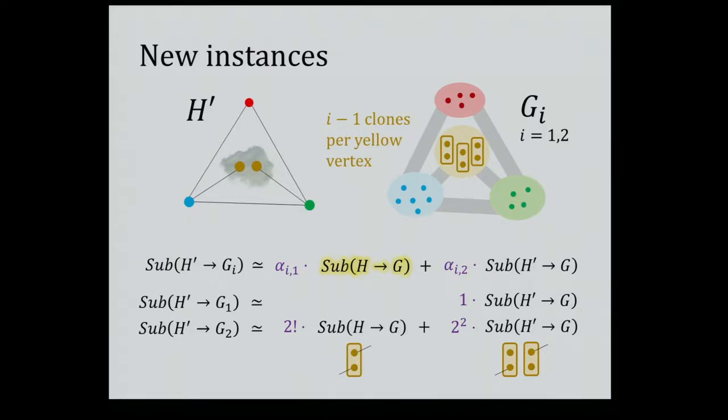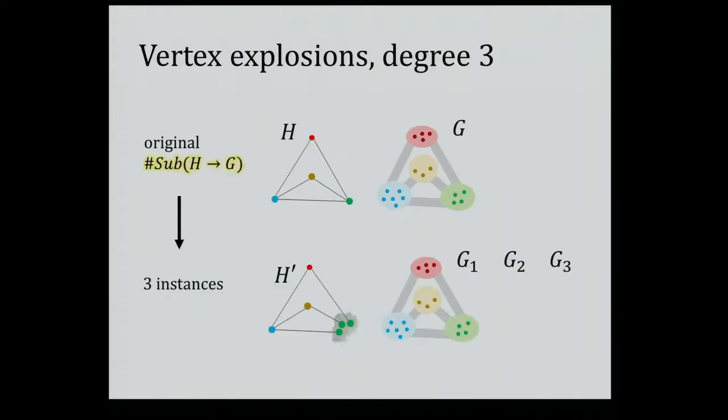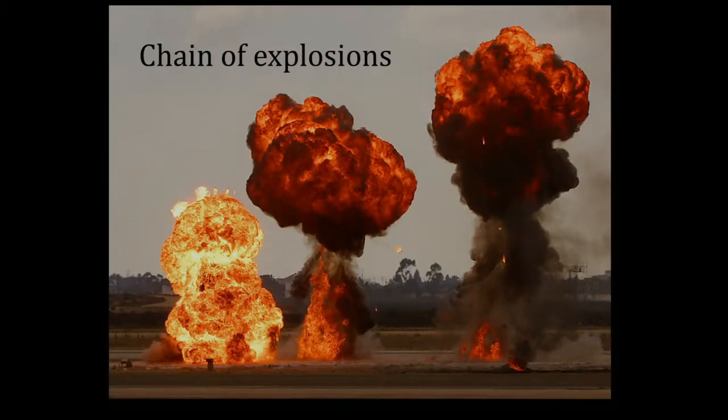And actually, the same approach also allows you to explode a vertex of degree 3. So there you just end up, okay, here we exploded this green vertex and end up with 3 vertices of degree 1. And we have to construct 3 instances, G1, G2, and G3. And yeah, altogether we've seen that we can now explode vertices of degree 2, we can explode vertices of degree 3, and the idea is now to construct a chain of explosions where we successively explode the vertices of our colorful graph until we end up with a matching.